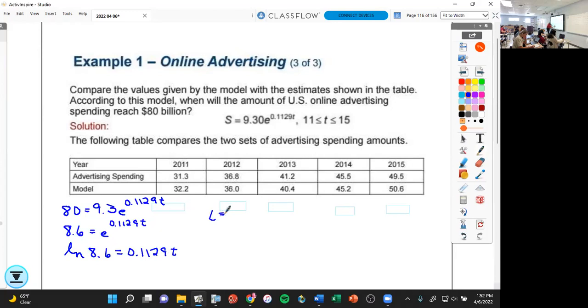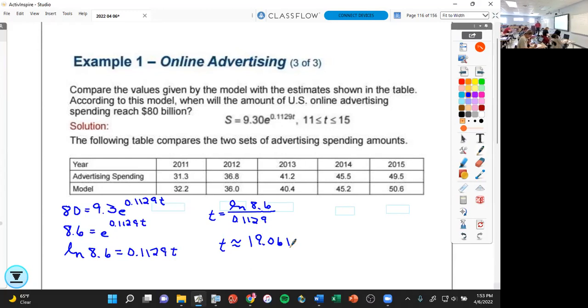I want t by itself. T is equal to natural log of 8.6, but again, don't use 8.6, use that long, ugly decimal, divided by 0.1129. And you get t is about, it's going to be close to the same, 19 point. Okay, so in what year is 80 billion going to be reached? In the year 2019.